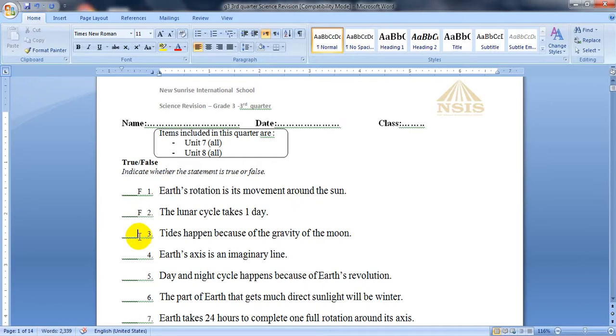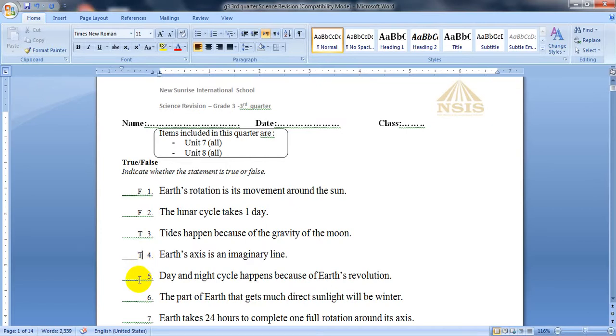Question number 3. Tides happen because of the gravity of the moon. Is it true or false? Yes, it's true. Number 4. Earth's axis is an imaginary line. It's not a real line, just an imaginary line that moves across Earth. Is it true or false? Yes, it's true.